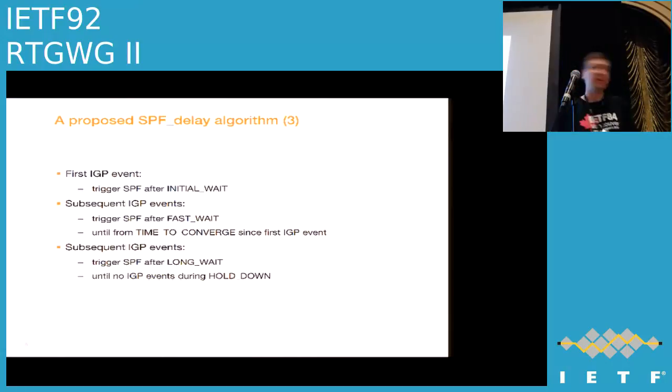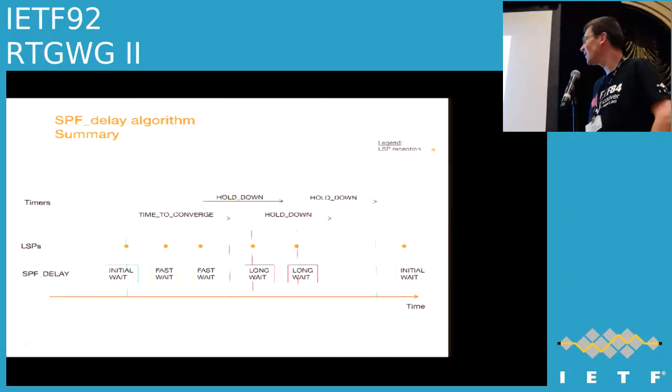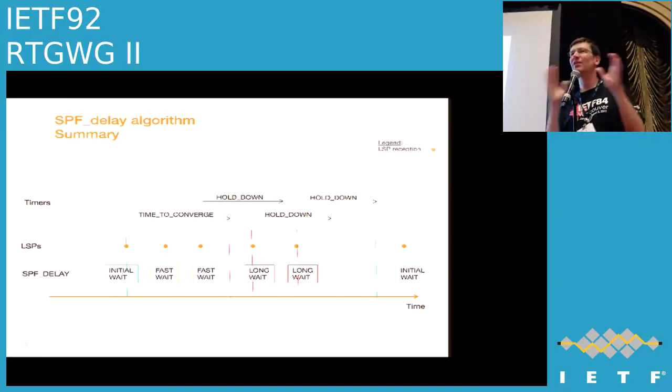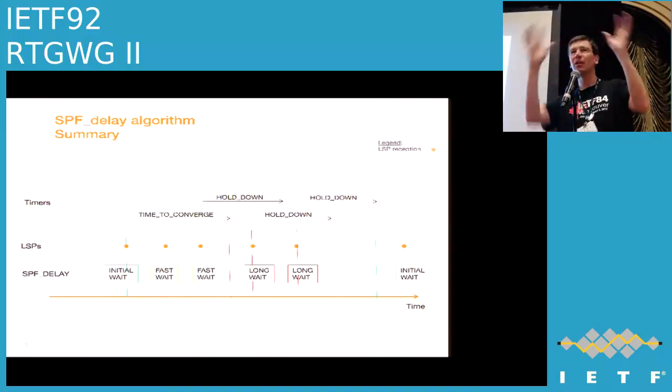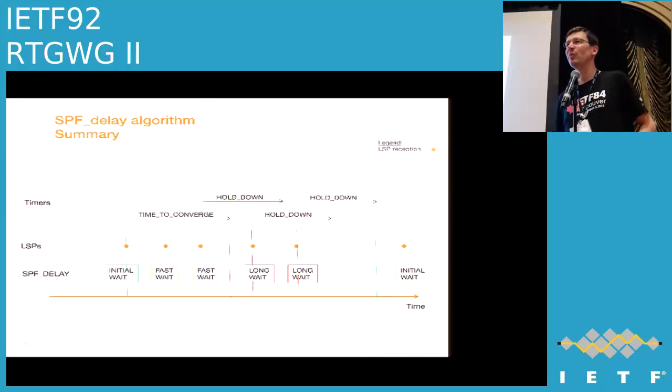So Chris has told me that the name is not well chosen. Time to converge is not really the time to converge, but the time to get all the topology change in the IGP. So it does not include FIB update.